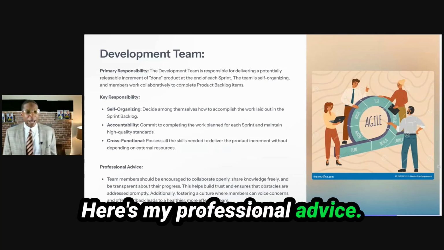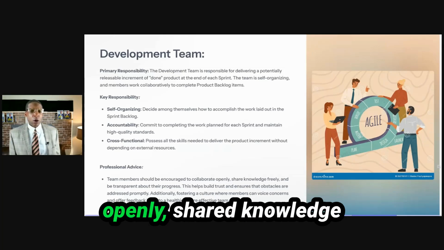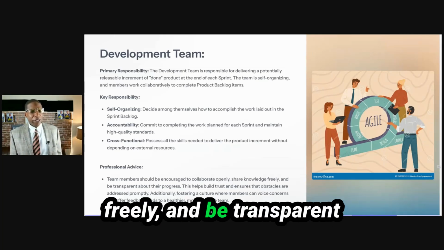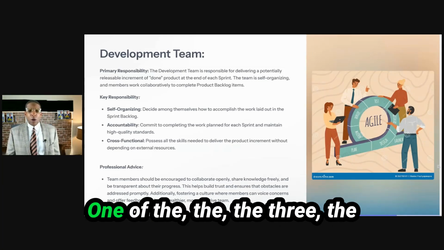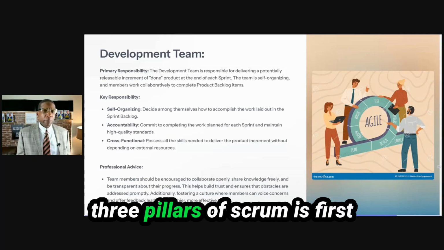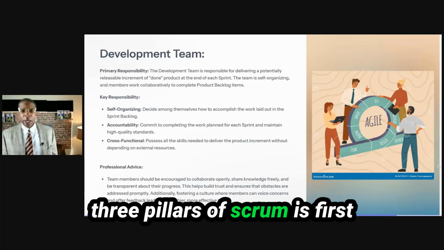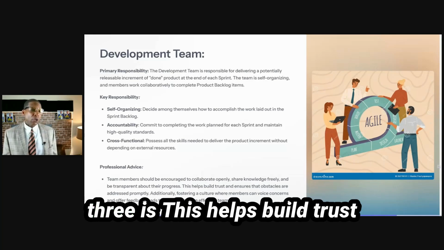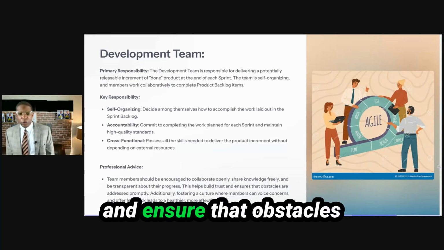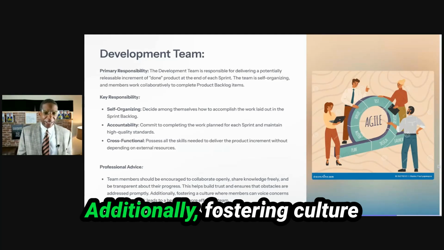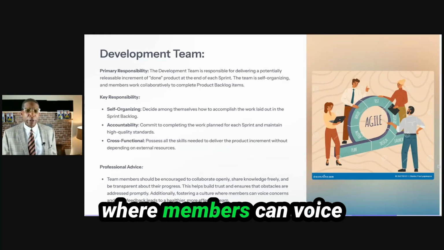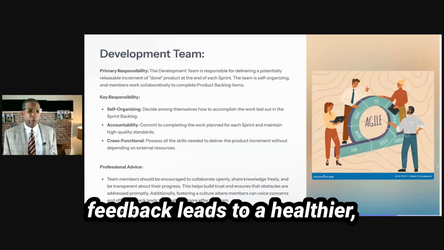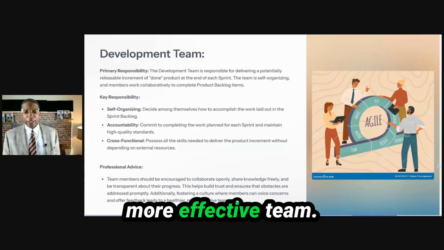Here's my professional advice. Team members should be encouraged to collaborate openly, share knowledge freely, and be transparent about their progress. The three pillars of Scrum are, first of all, transparency, number two, inspection, and number three, adaptation. This helps build trust and ensure that obstacles are addressed promptly. Additionally, fostering a culture where members can voice their concerns and offer feedback leads to a healthier, more effective team.